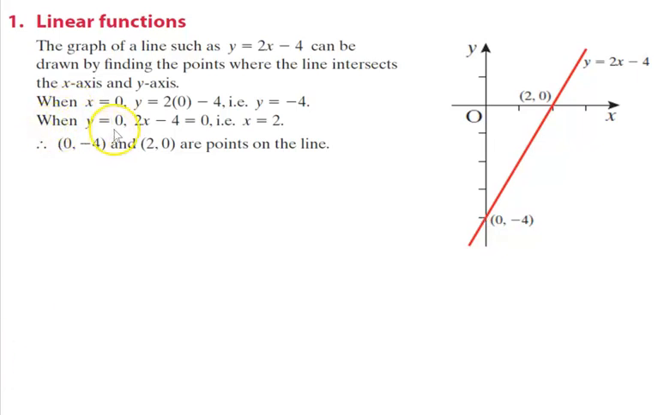Now letting y equal 0, we replace that y with 0, so we have 2x minus 4 is equal to 0, and solving for x, we get 2x equals 4, and then x is equal to 4 divided by 2, which is 2, so x is equal to 2. So 2 comma 0 is another point on the line, where it crosses the x-axis, and then joining them together and extending them forms our line.